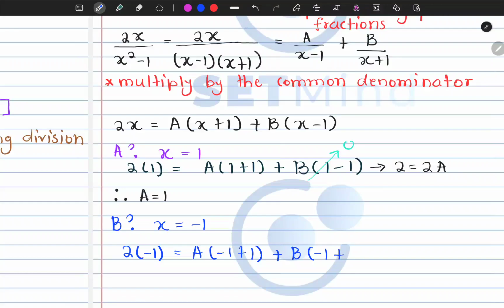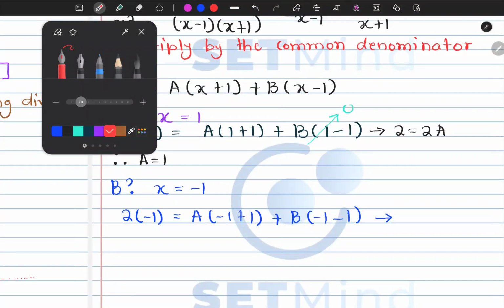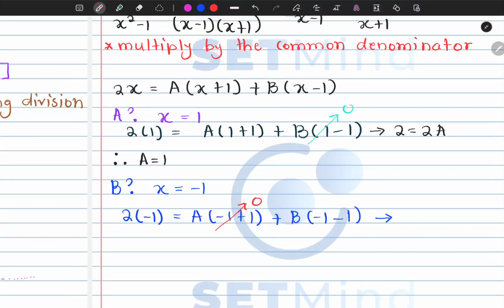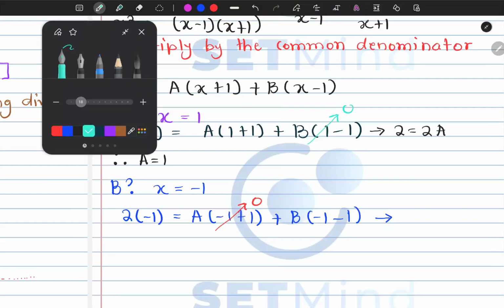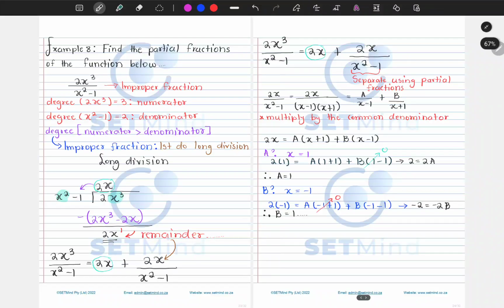So if you look carefully, it will be negative 1 minus 1, like this. And if you have a look, you will see that this term here will amount to 0. And all you will end up having is negative 2 equals negative 2b, like this. And what you should be able to see is that your b will be equal to 1.